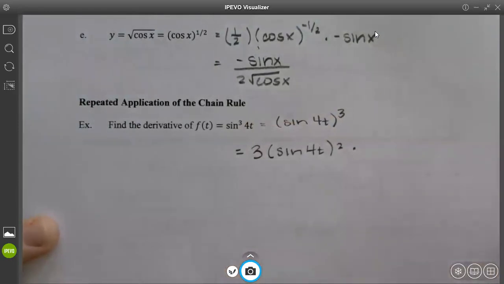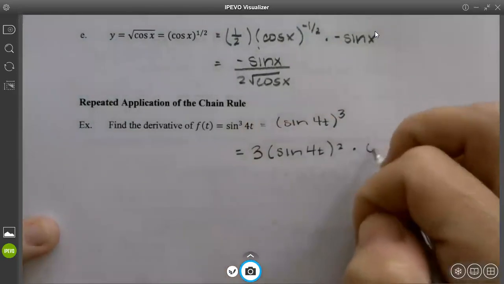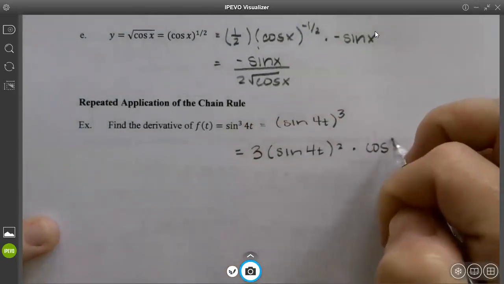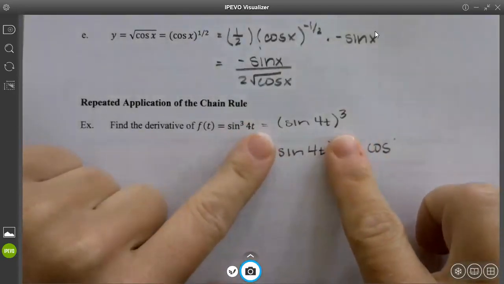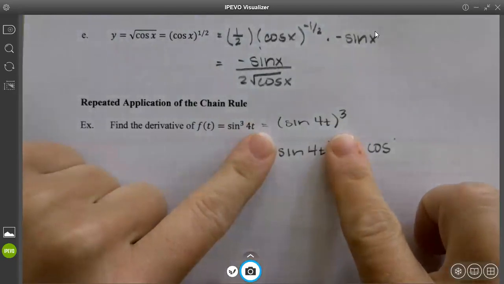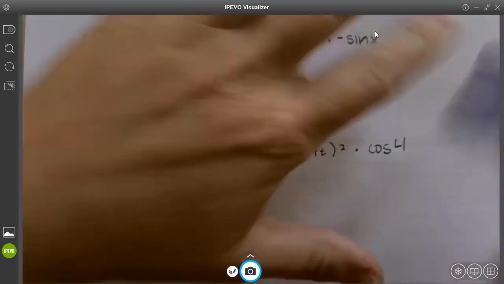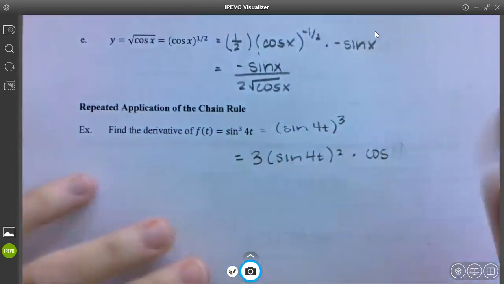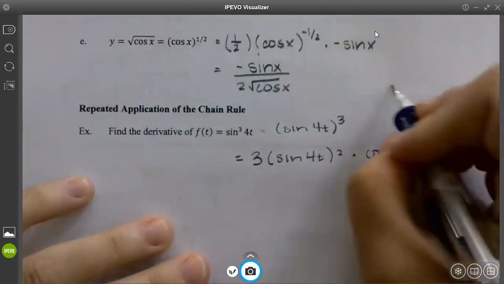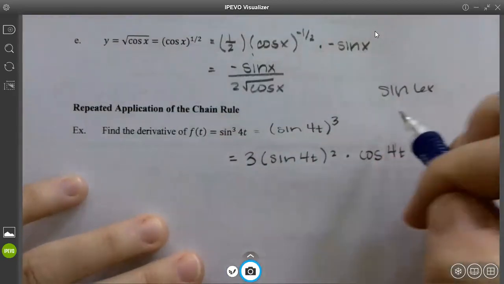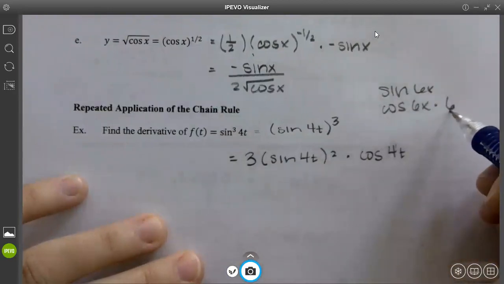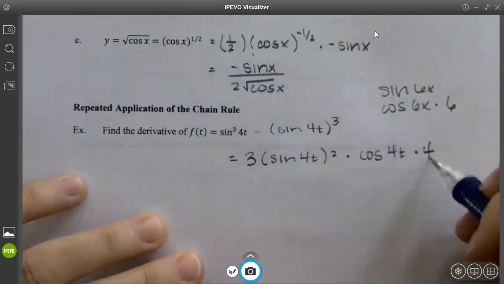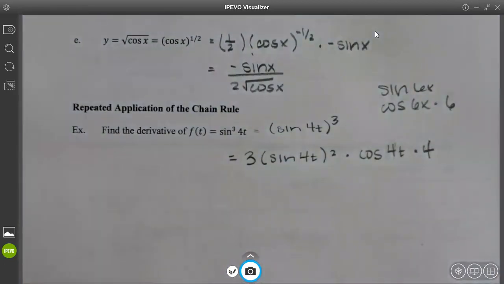Be careful about this one. Cosine what? What's the derivative of just sine 4t? Cosine 4t. But what else do you have to do? You did it a minute ago. You did sine 6x, and you said it was cosine 6x times 6, right? So what's this one? Times 4. So you had to do chain rule within the chain rule. Okay, so be ready for that.